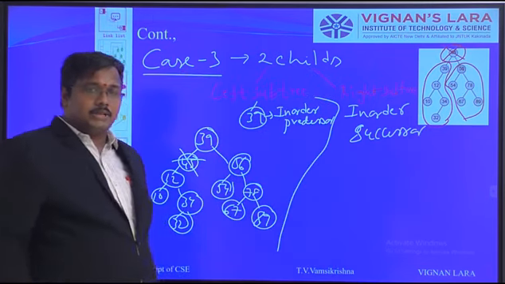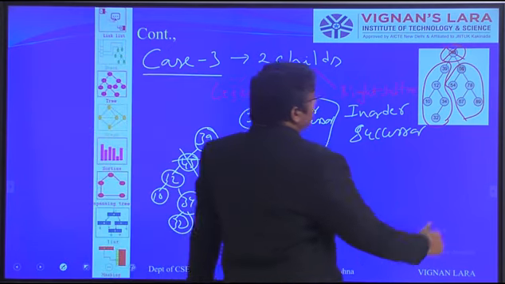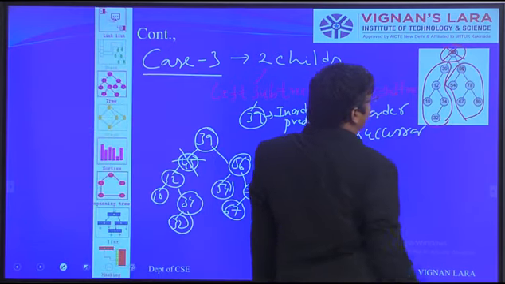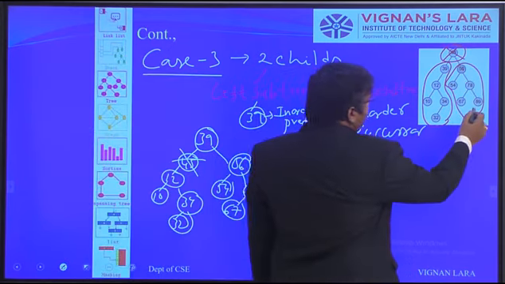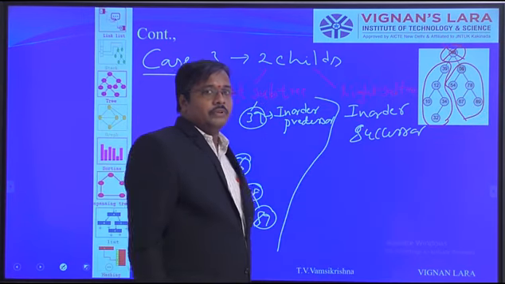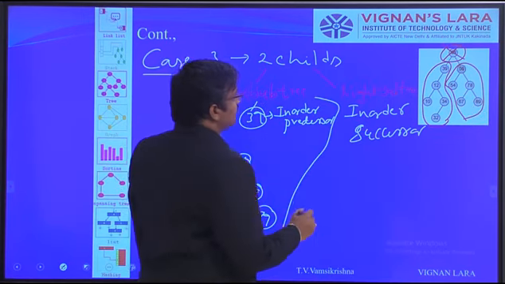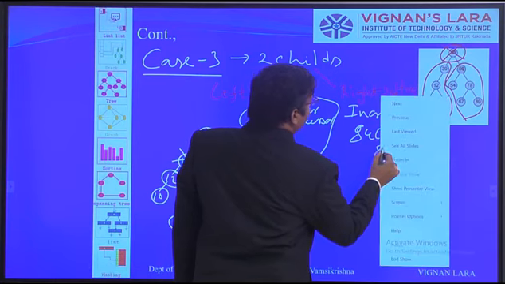So the second successor means, right, just now I told that. So the right subtree maximum element, the right subtree maximum element is 89. Means we need to start these two.